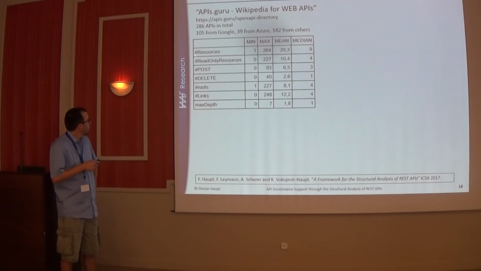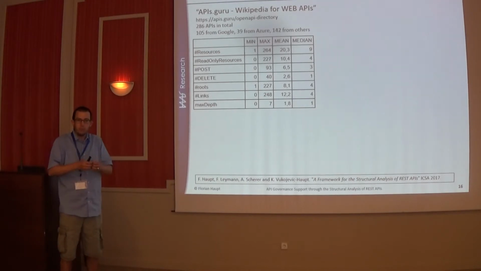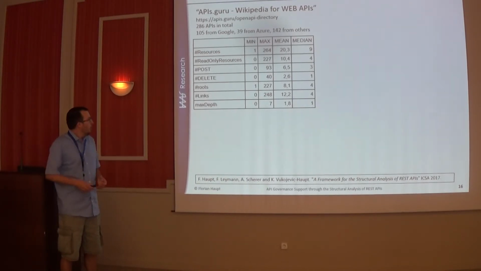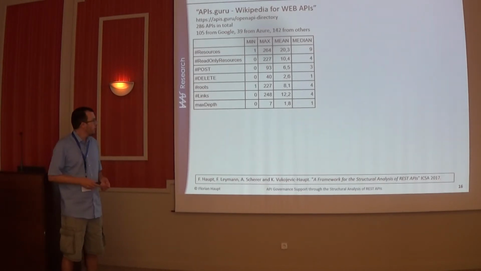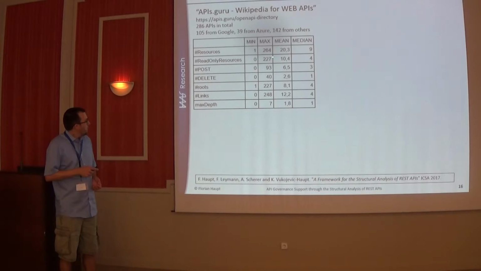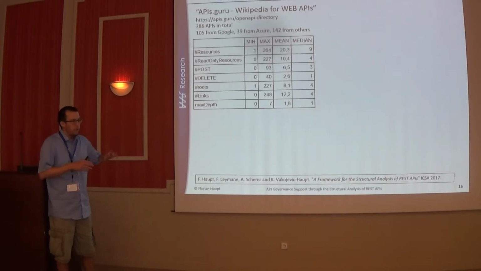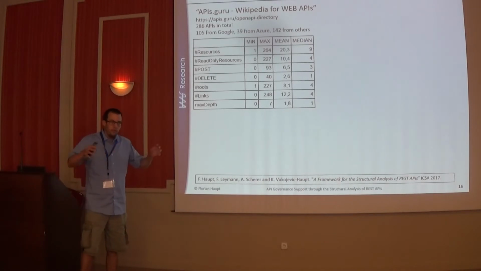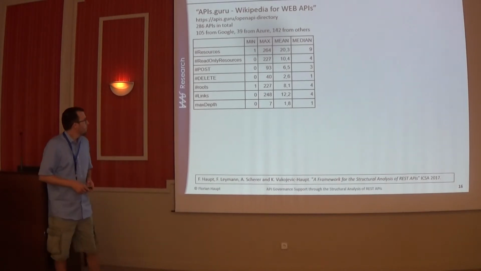For example, we counted the number of resources, which basically represents the size of an API. What you see here is that there are APIs with a minimum of only one resource, up to APIs that have 264 resources, so quite big. If you compare the mean value of around 20 with the median of around 9, that is an indicator that the distribution is rather uneven, which we'll see in a minute.